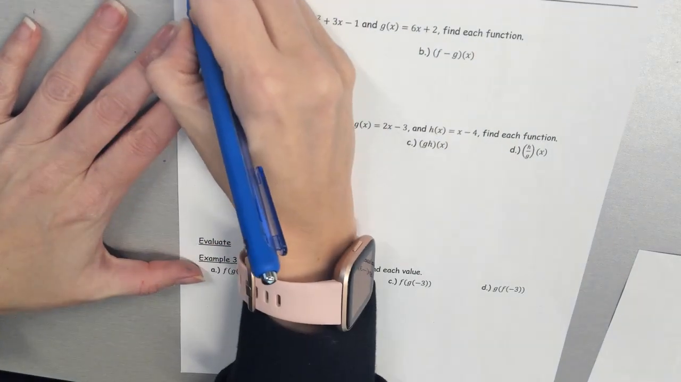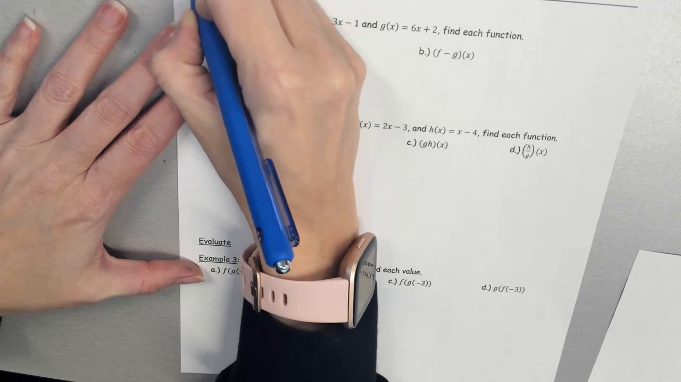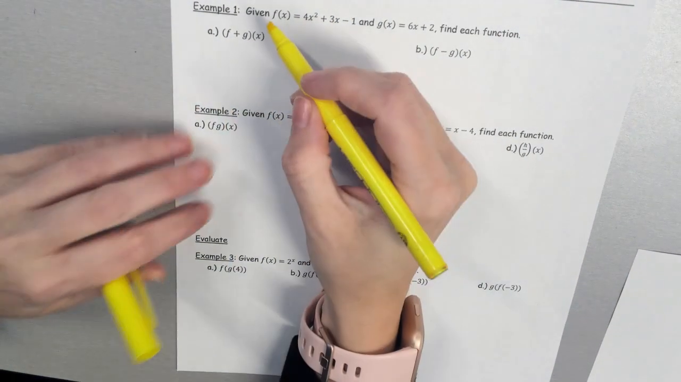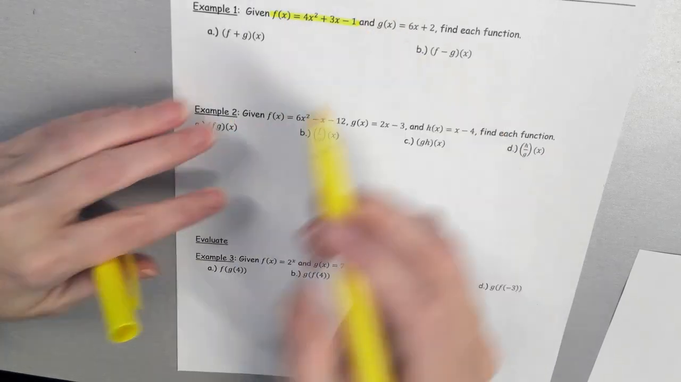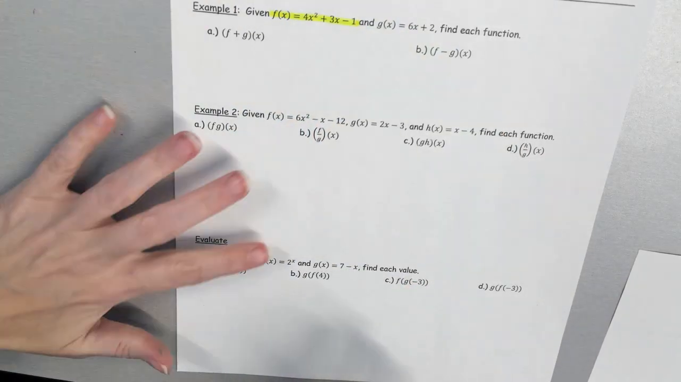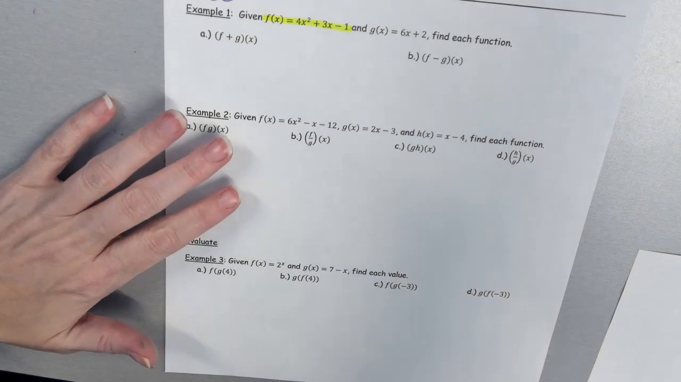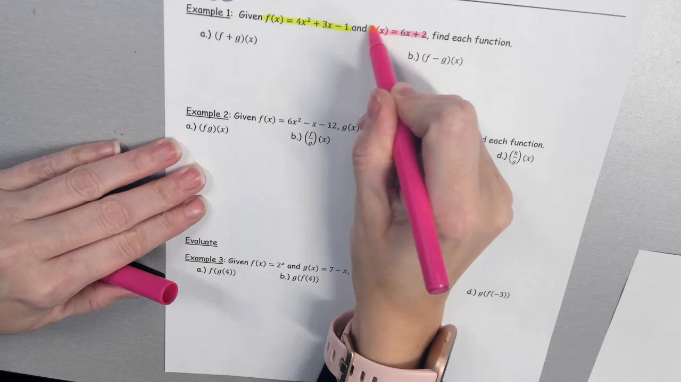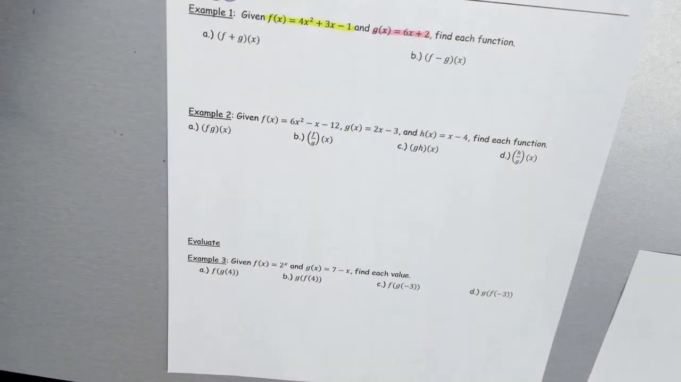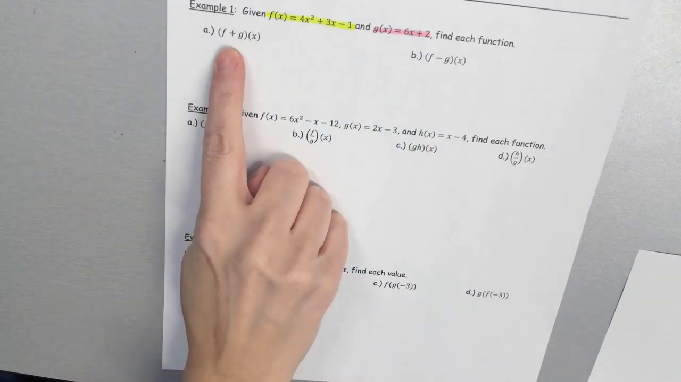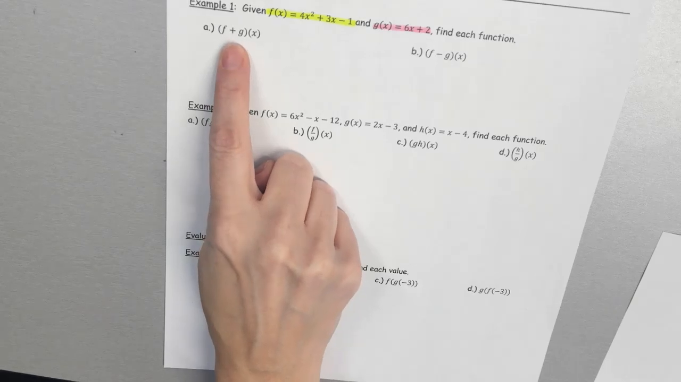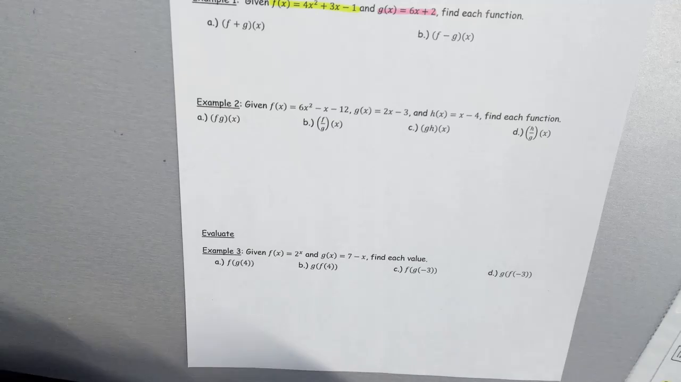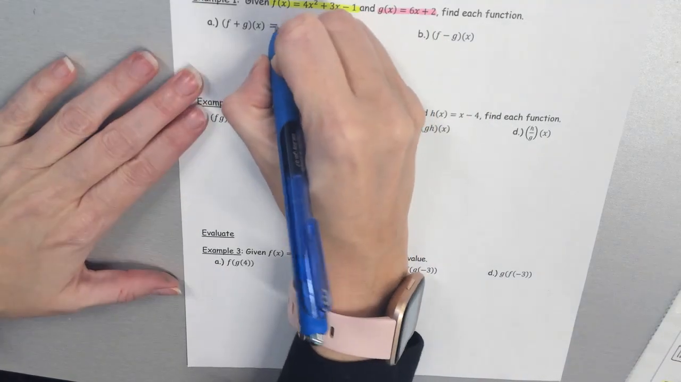So operations are going to be the adding, subtracting, multiplying, and dividing. In the directions, you're going to be given different equations. So you have f of x and you have g of x. And then you're going to find the indicated function. So this is called f plus g of x. All this means is that you are going to add f of x and g of x together.